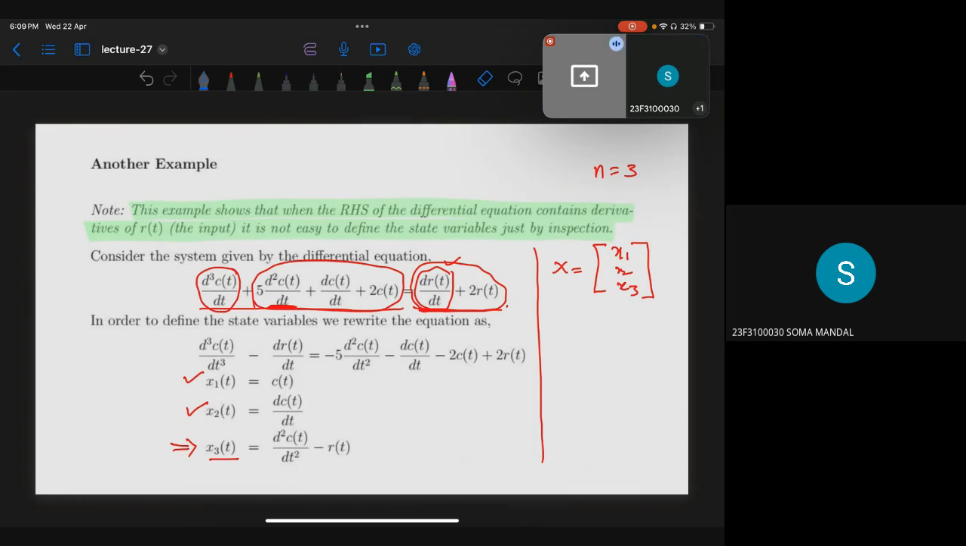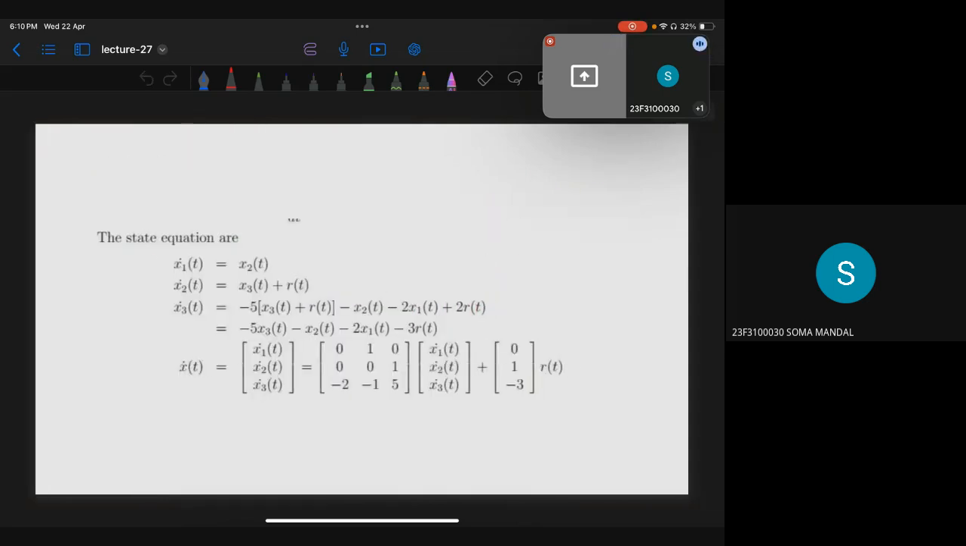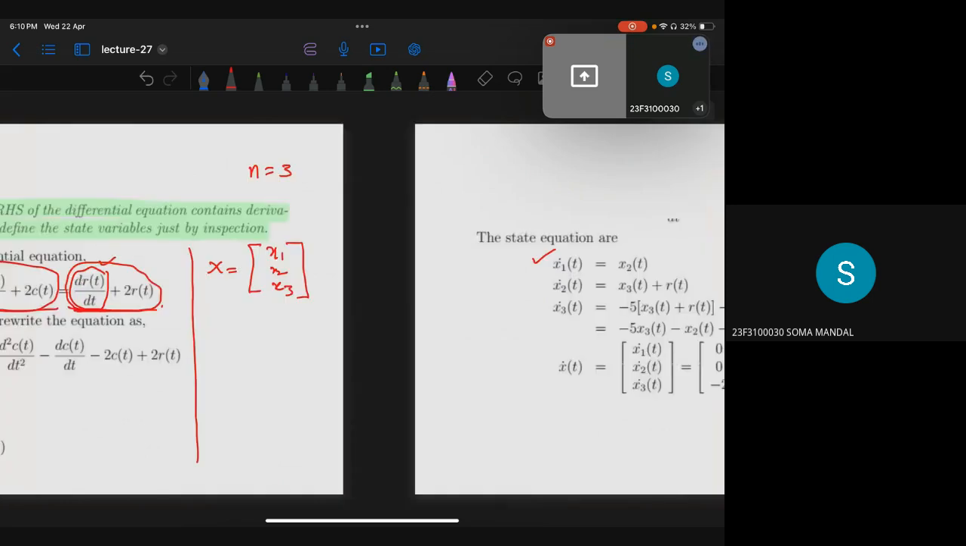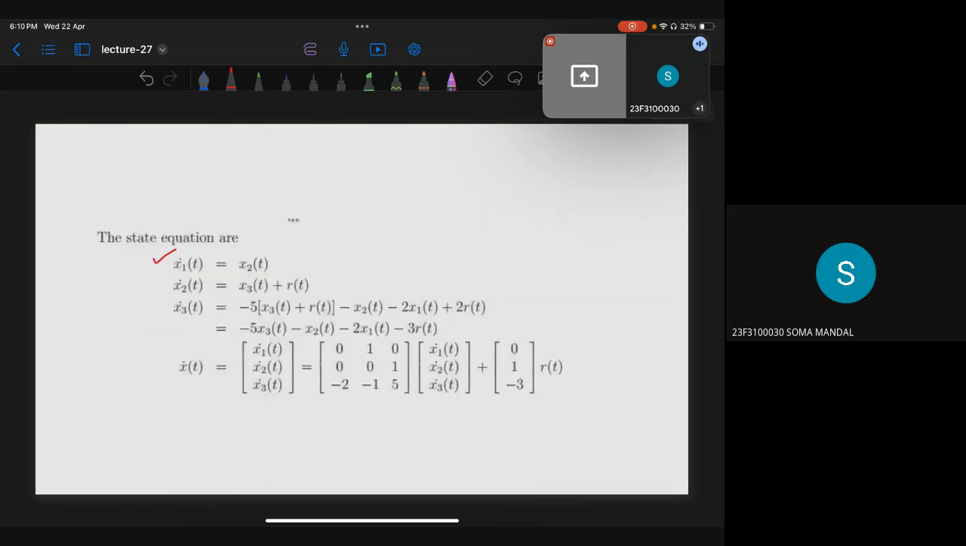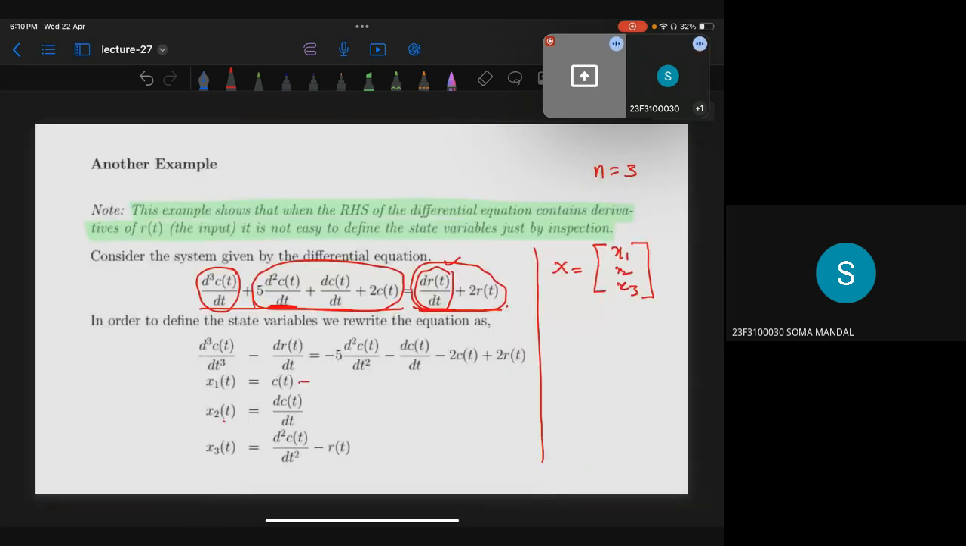Now these are the three expressions. Now you take the derivatives for these. What is the derivative for the first one? x1 dot is dc by dt, and what is dc by dt? It is x2. Is this clear? Now what is x2 dot? It is d square c by dt squared.